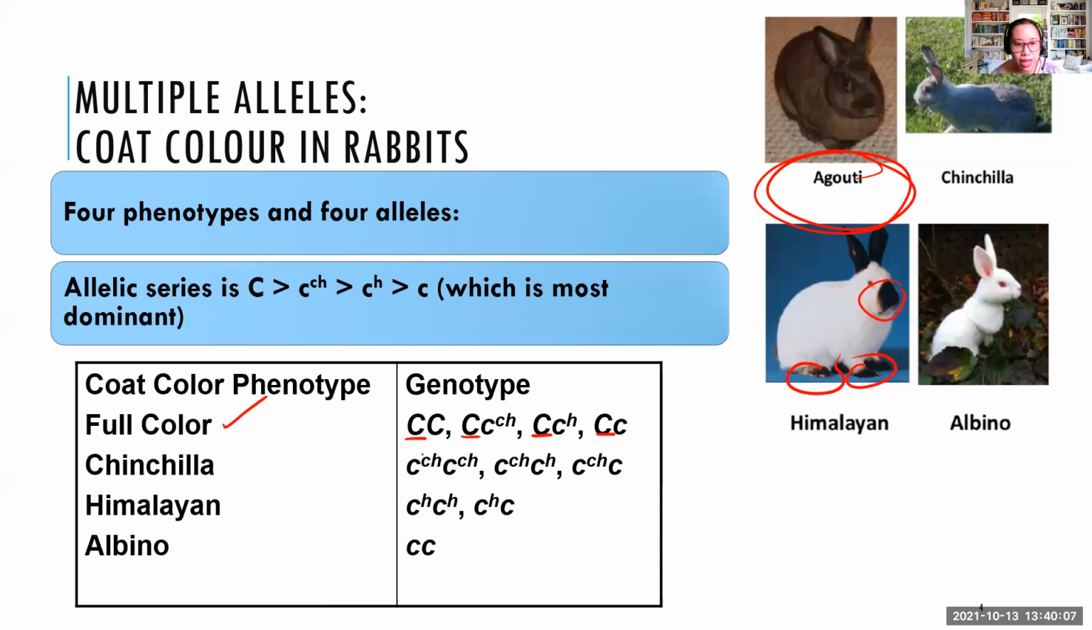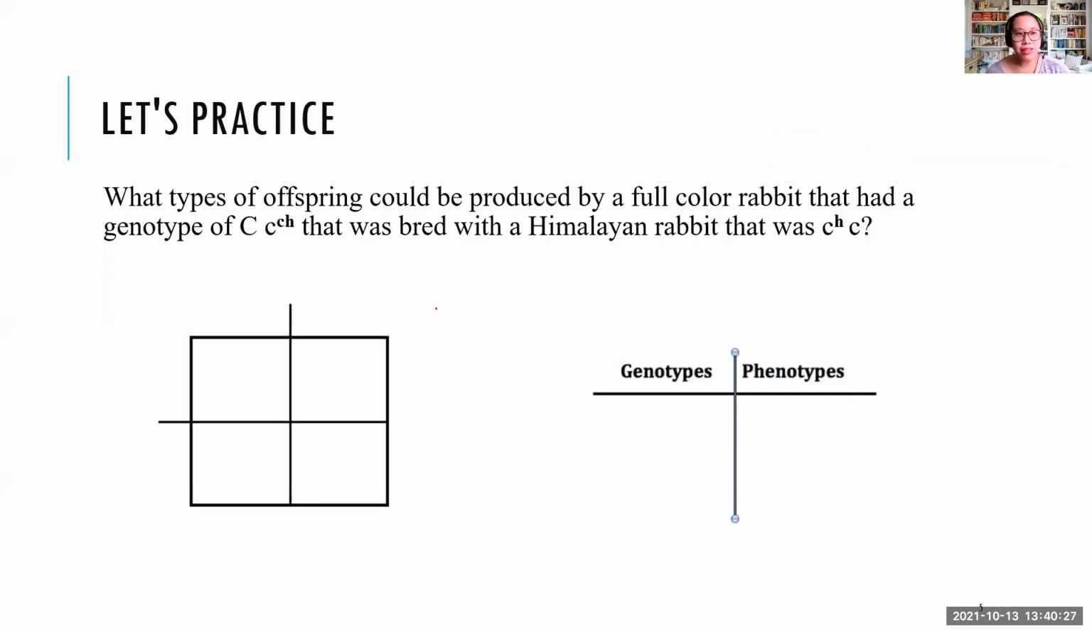For chinchilla, C^CH if it's present, and there is no uppercase C. For Himalayan, only C^H is present and not the C^CH. And of course, albino, which is the most recessive in this series, will only appear if it's homozygous, right? So let's try some examples.